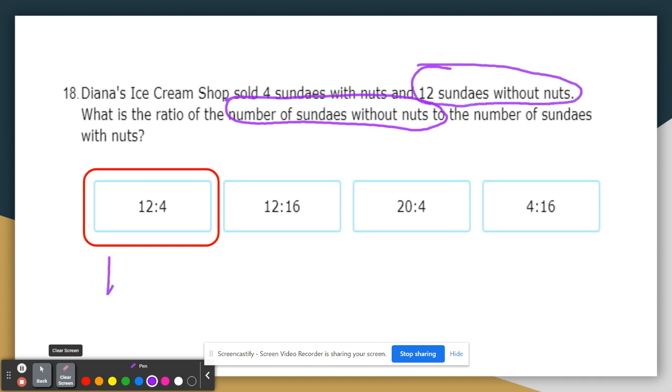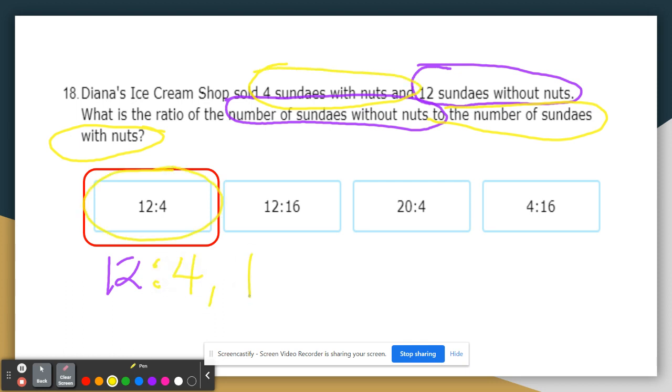Therefore, we're going to write 12. And then the next one, it says here, the number of sundaes with nuts. So it's 4. That's why the answer is this. 12 is to 4. Remember, we can write a ratio in 3 different forms: 12 to 4, 12 is to 4, and 12 over 4.